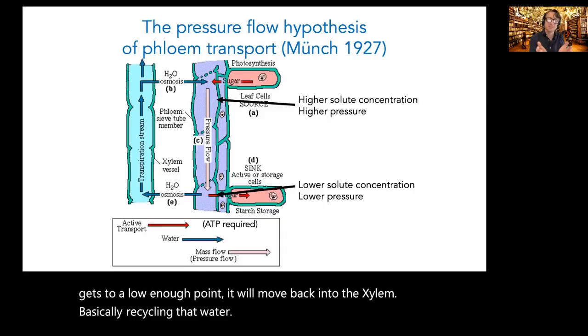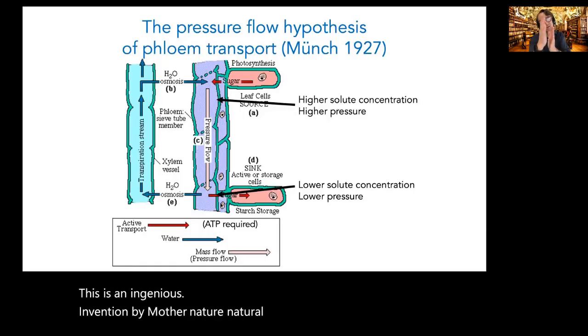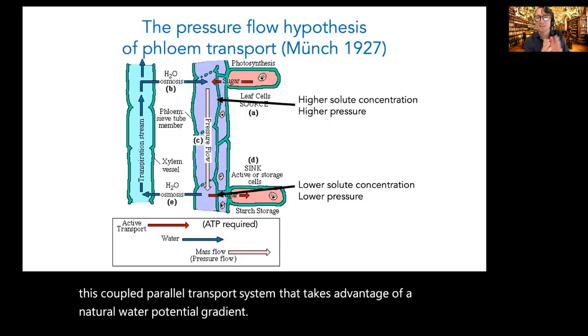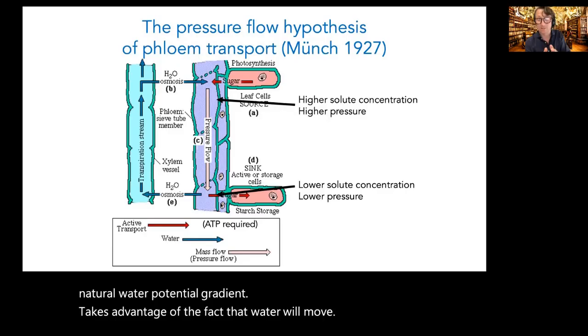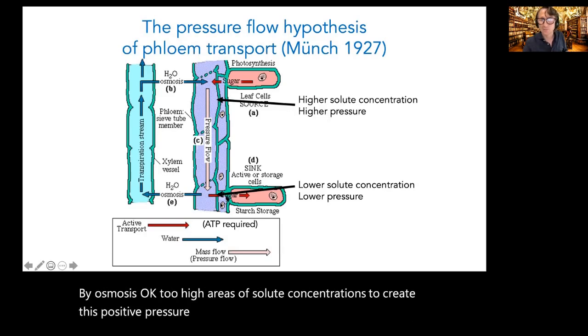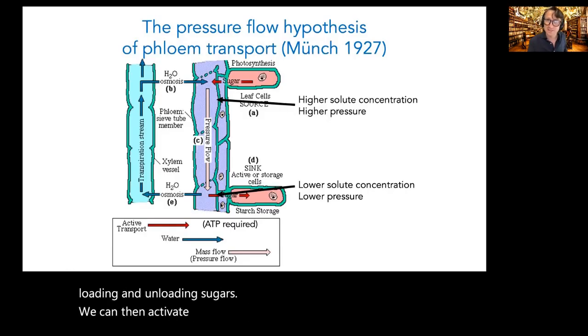This is an ingenious invention by Mother Nature. Natural selection has come up with this coupled parallel transport system that takes advantage of a natural water potential gradient, takes advantage of the fact that water will move by osmosis to areas of high solute concentration to create this positive pressure flow. And then with active transport of loading and unloading sugars, we can then drive the phloem. This is the pressure flow hypothesis. And it turns out that it works beautifully well. Okay.